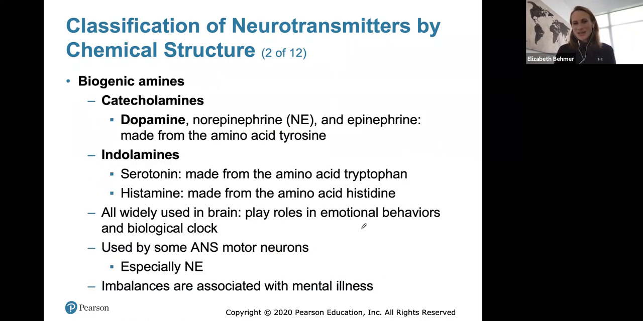I won't ask you guys too many other of the neurotransmitters, but there's lots of different kinds here. Dopamine, norepinephrine, and epinephrine are some of your adrenaline type neurotransmitters. Serotonin, histamine, all of these are widely used in the brain. So they play roles in emotional behaviors and biological clocks. Sometimes there are imbalances with these neurotransmitters associated with mental illness or depression.